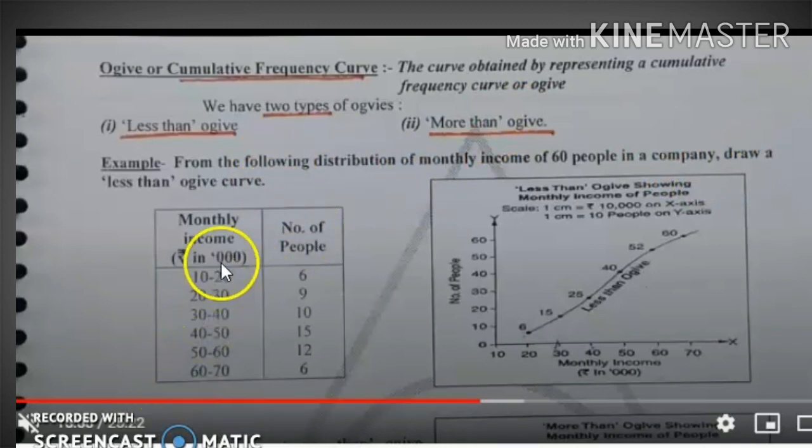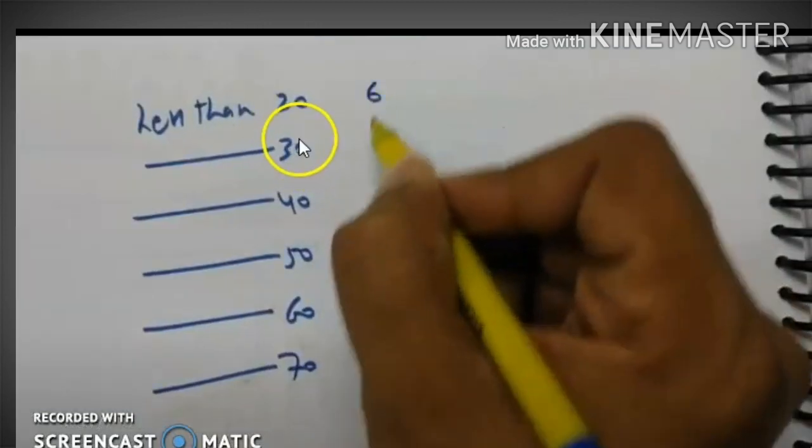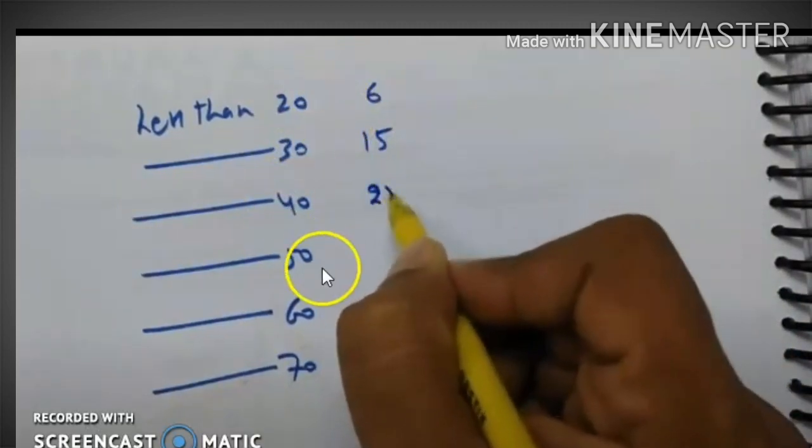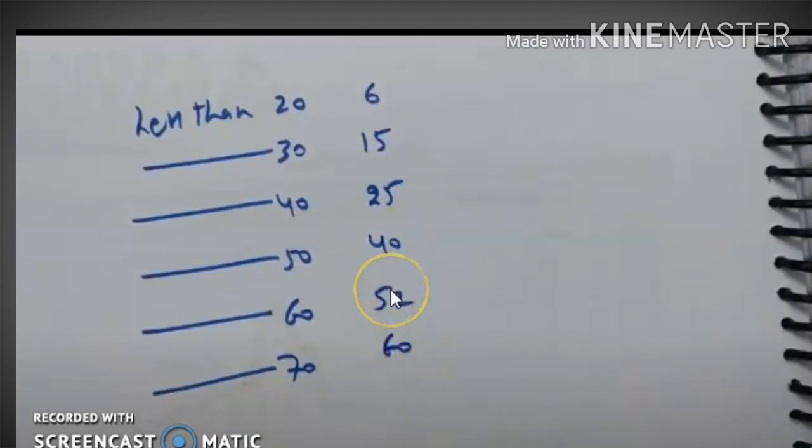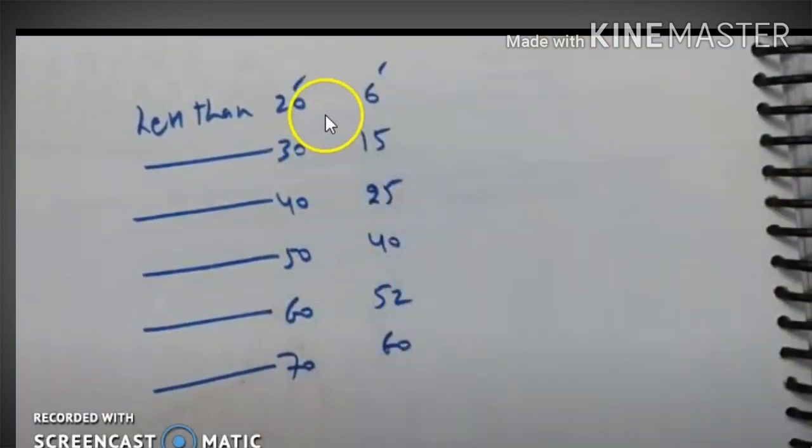So how will you draw the less than frequency ogive? You have to find the CF first. CF is to be found, and you will be marking accordingly. For the less than frequency ogive, we will be marking 20, 30, 40 like that. Hope you understand. So how will you mark the less than ogive? 20, 30, 40, 50, 60, 70. The CF values are 6, 15, 25, 40, 52, 60, and 60 is the answer. When you mark this, after that you have to plot accordingly.